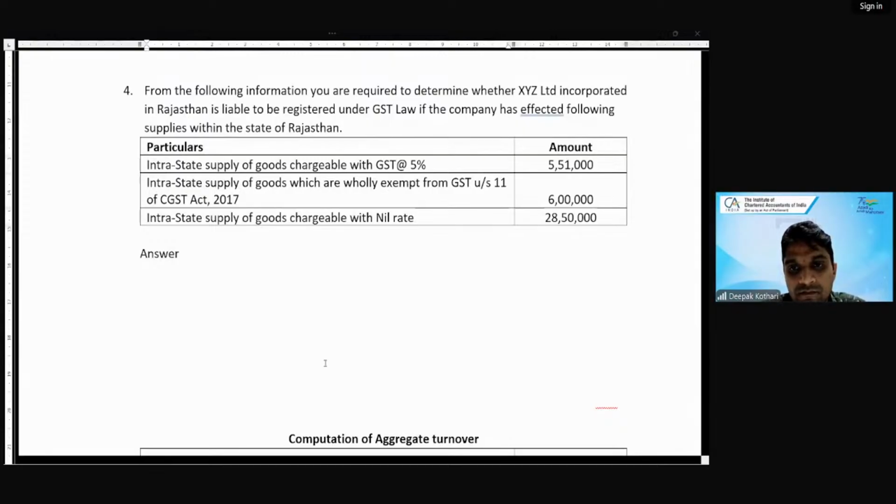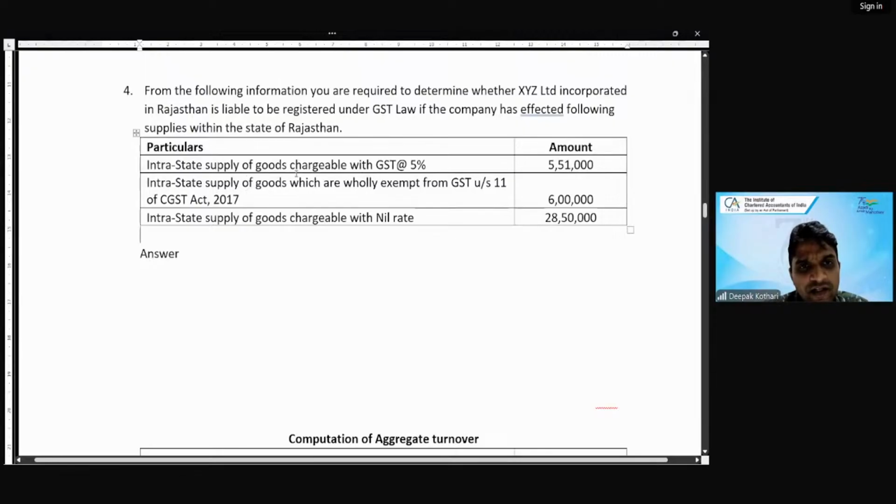Okay, 40.01 lakhs, 40 lakhs, exceeds. Just by saying exceeds is sufficient, or you should calculate the aggregate turnover? Yes. Interstate, there is no interstate over here, Santosh. Everything is intrastate.